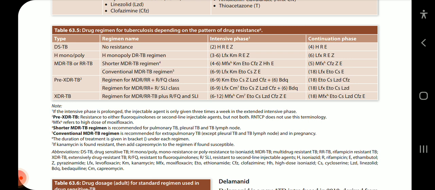Okay. Now MDR-TB or RR-TB has a short MDR-TB regime and a conventional MDR-TB regime. Similarly, pre-XDR-TB has a regime for MDR-RR plus resistant fluoroquinolone class, then a regime for MDR-RR plus resistant SLI class, and XDR-TB has a regime for MDR-RR plus resistance to both FQ and SLI class.